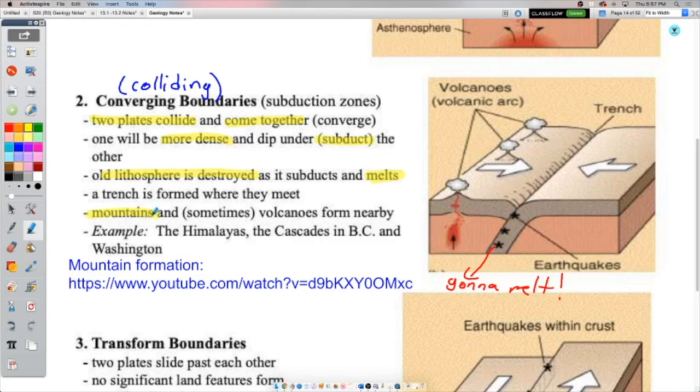So mountains always form nearby. Sometimes volcanoes form nearby. You can definitely have volcanoes at a converging boundary. I'll show you a quick video to help you visualize how mountains come out of this. It comes down to a crumpling motion.